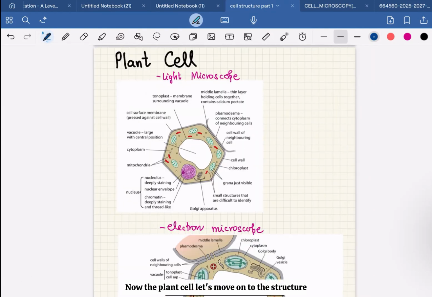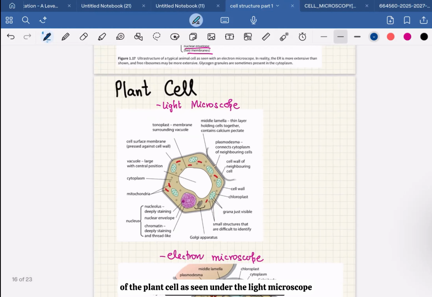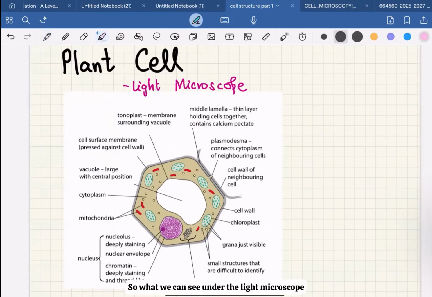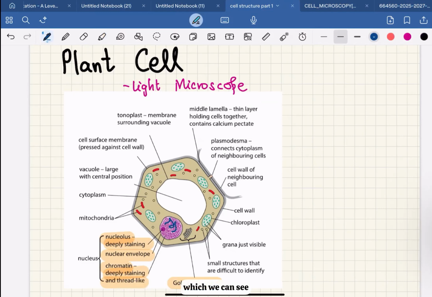Now the plant cell, let's move on to the structure of the plant cell as seen under the light microscope. What we can see under the light microscope of the plant cell is the Golgi apparatus. We can see the whole nucleus, but we cannot appreciate the double membrane of the nuclear envelope. We can just see a nuclear envelope. We can see a deeply staining nucleolus over here. We can see the chromatin thread, right? This whole is the chromatin thread over here, which we can see.